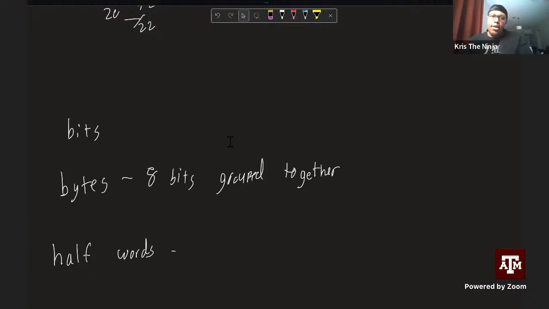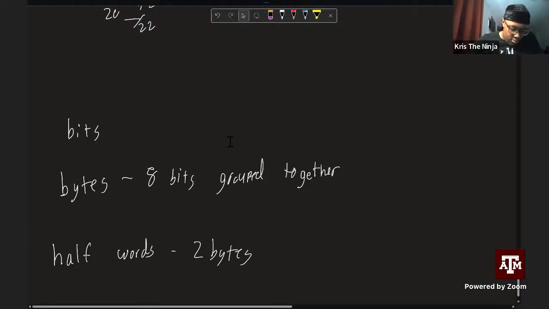So a half word is 2 bytes. That means a full word is 4 bytes.